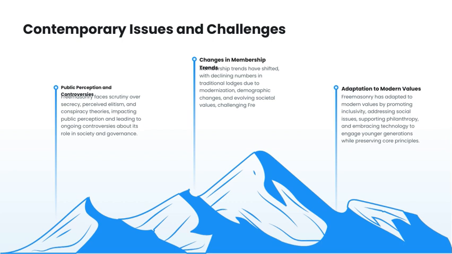Speaking of adaptation, Freemasonry has responded by embracing modern values. We promote inclusivity, actively address social issues, and support philanthropic efforts. Additionally, we've been leveraging technology to connect with younger generations, all while striving to preserve our core principles. So, despite these challenges, the core of Freemasonry remains steadfast, adapting thoughtfully to the times while maintaining our foundational ideals.